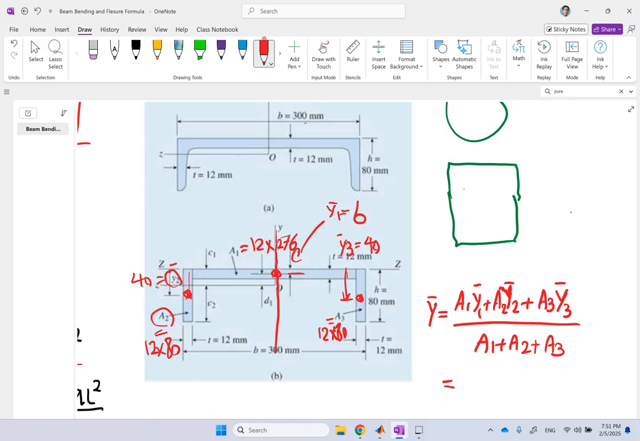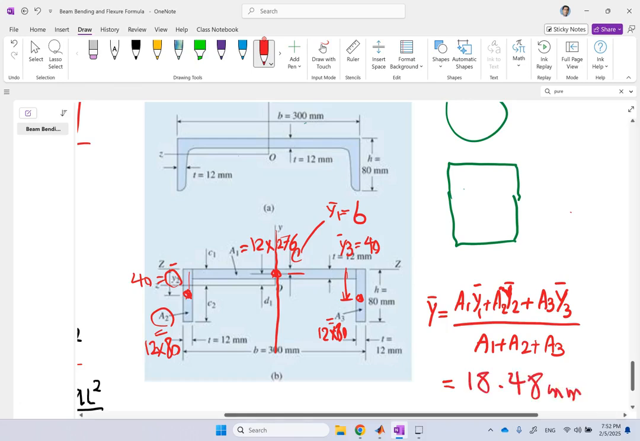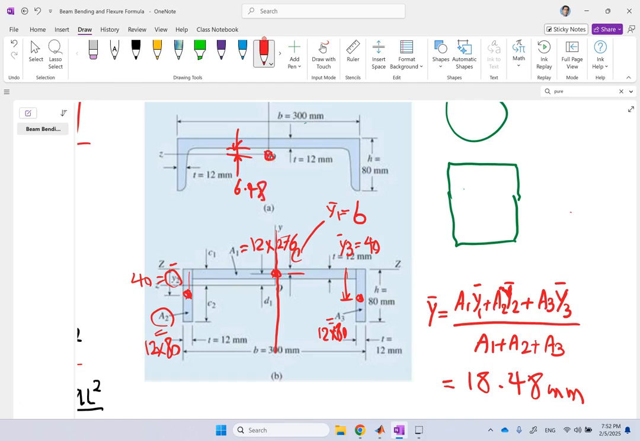Let me see what number I have. It is going to be 18.48 mil. So clearly it's below 12. It's 6.48 below 12. So this distance from here to here, that guy is 6.48 mil. That is where the centroid of the entire cross section is, and so your z-axis is going to pass through that. Now that you know where your neutral axis is, you can find y min and y max.